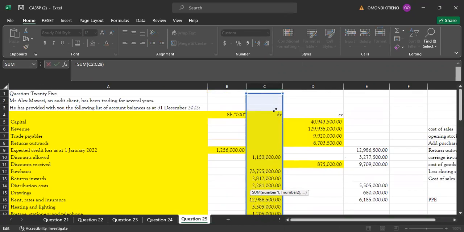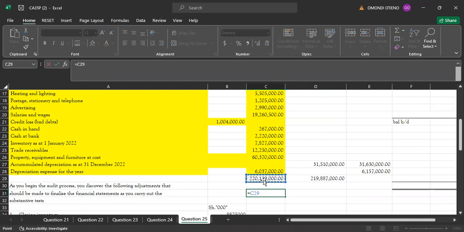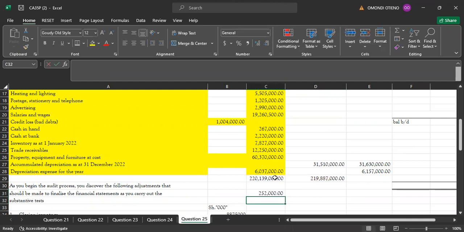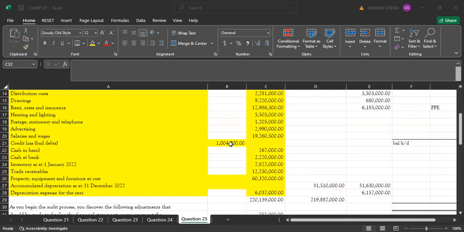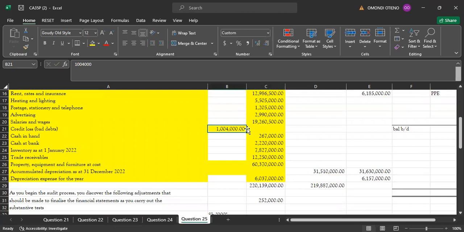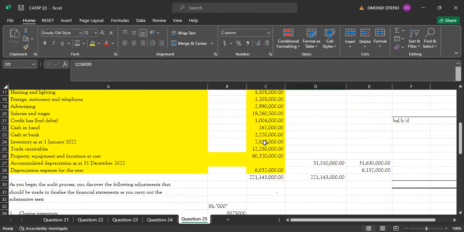How are we going to treat our expected credit loss? Yes, let me see if these good people will be able to get me that. Our expected credit loss is a provision. So provisions are liability. And then the credit loss, that is bad debt, is an expense. So this credit loss is an expense. I debit it. And then my expected credit loss is a liability, so I credit this and then I debit the expense.